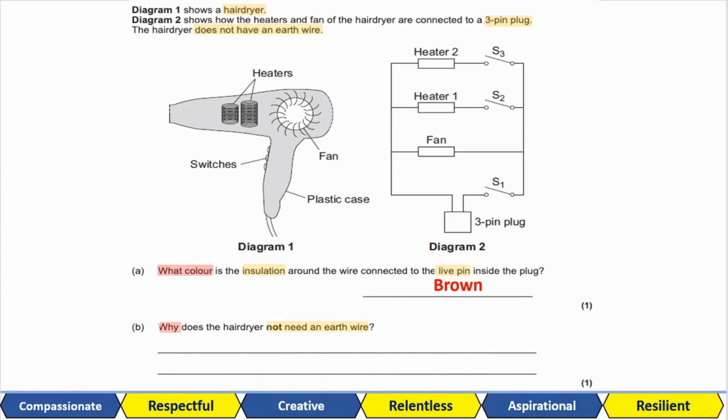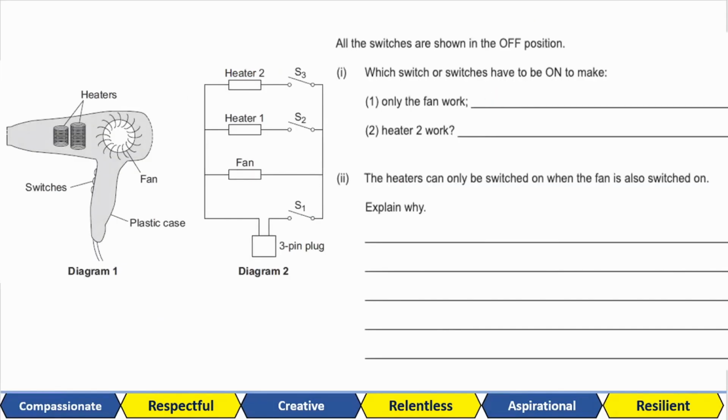Why does the hairdryer not need an earth wire? We can see that the outer casing is made of plastic. If this was 2 marks, the next mark that you get is saying there's a little chance of an electrocution. The next part of the question is here. See if you can collect all the marks.